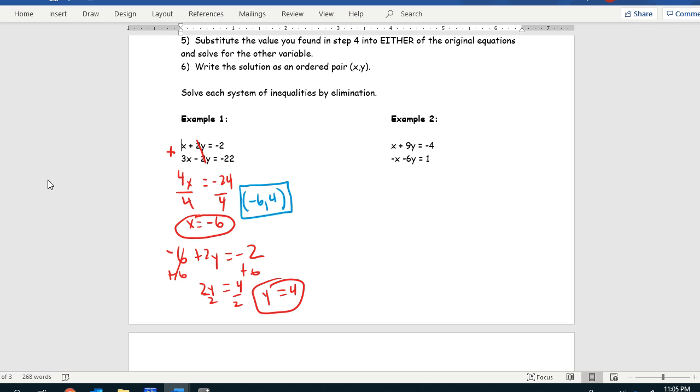All right, there's a second example. If you would like to pause the video, it'll take a couple minutes to work that one out.